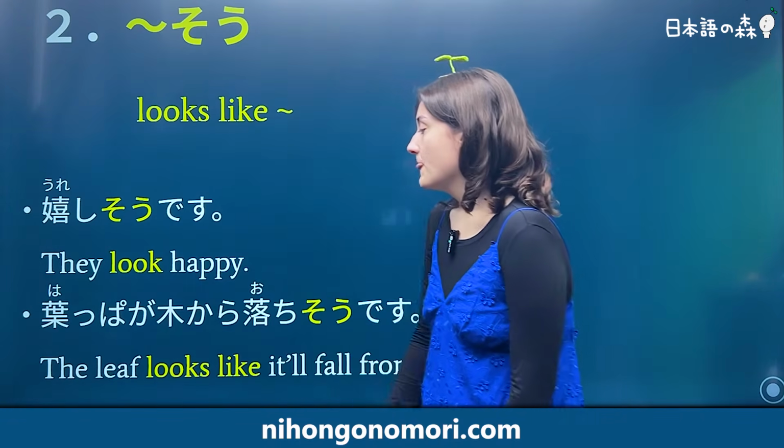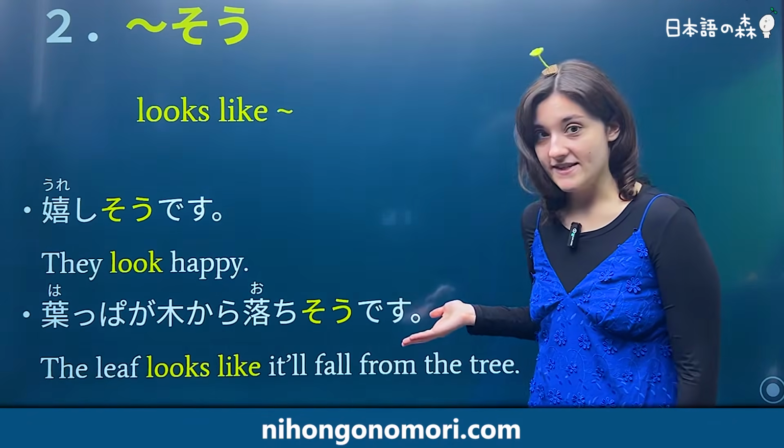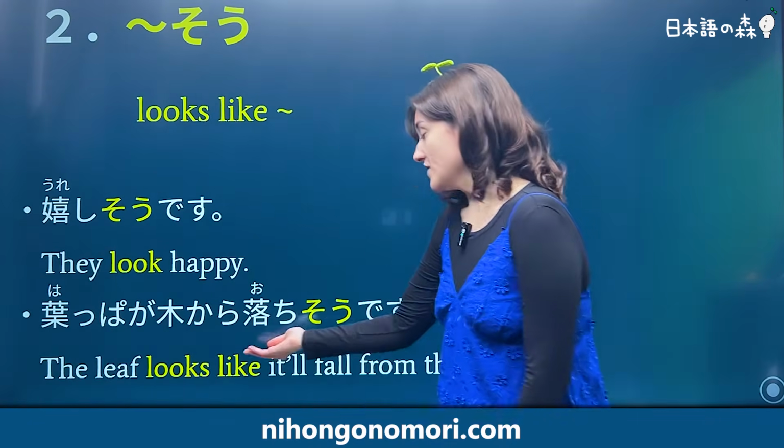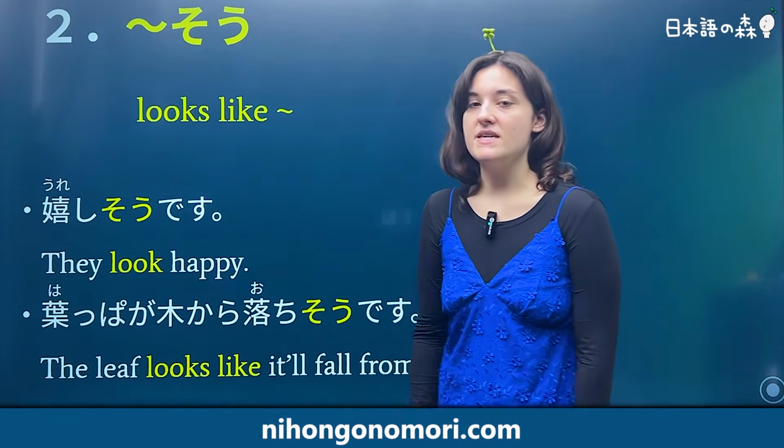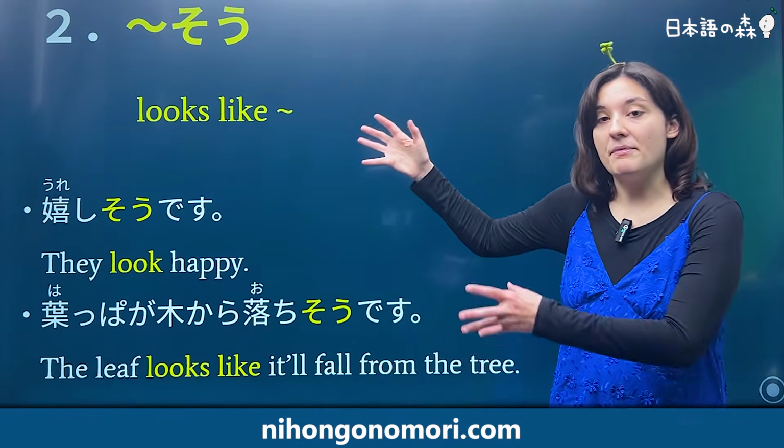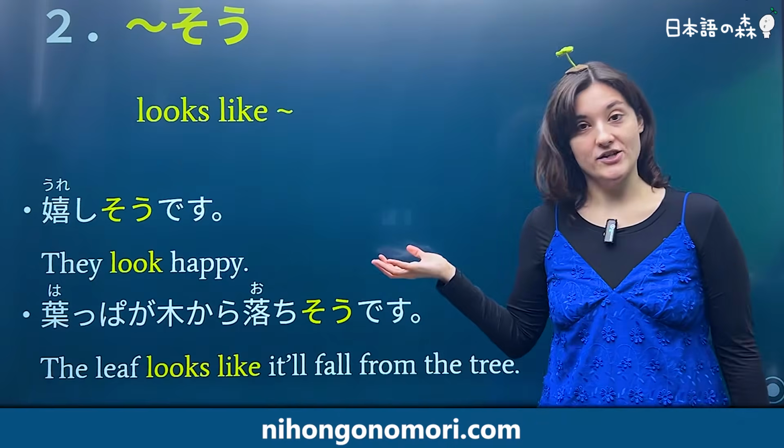And then here we have happa ga ki kara ochisou desu. The leaf looks like it'll fall from the tree, right? So when we use it with a verb like this, it means it seems like something is about to happen based on my observation.